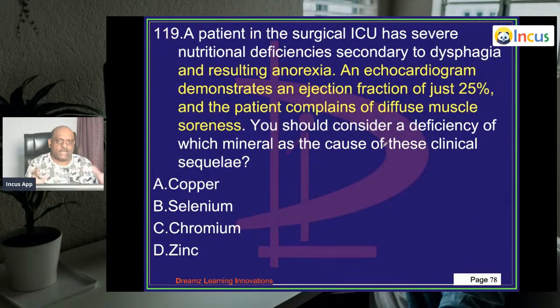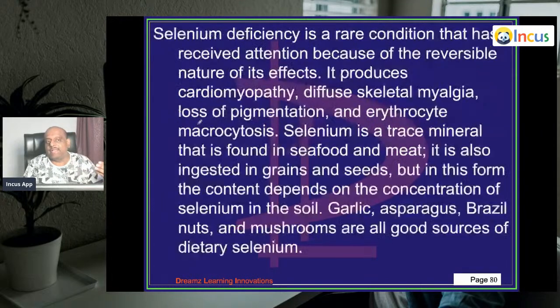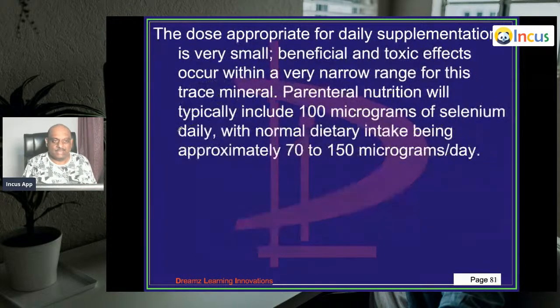A patient in a surgical ICU developed nutritional deficiencies because of the dysphagia and anorexia. Ejection fraction is just 25%. There is a diffuse muscle soreness. So what is the most likely deficiency leading to all these sequelae? Typically, it is the selenium deficiency. Selenium deficiency produces Keshan's cardiomyopathy, myalgias, loss of pigmentation, macrocytosis, etc., etc.